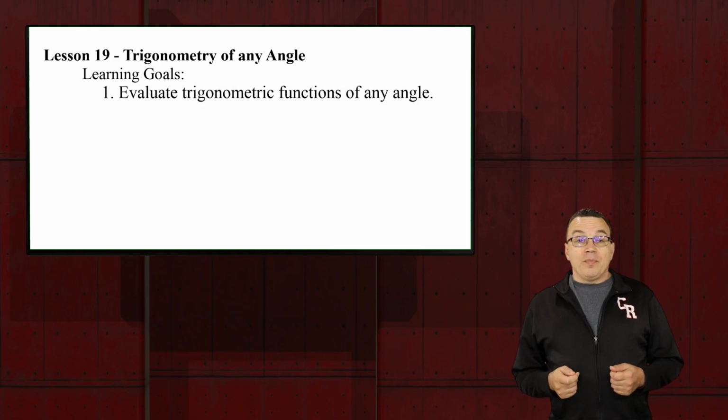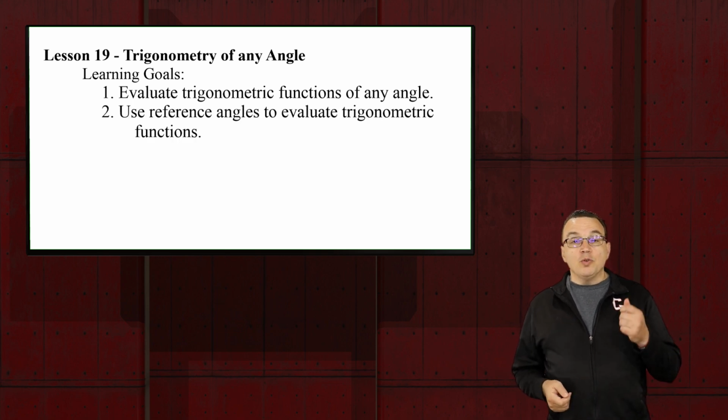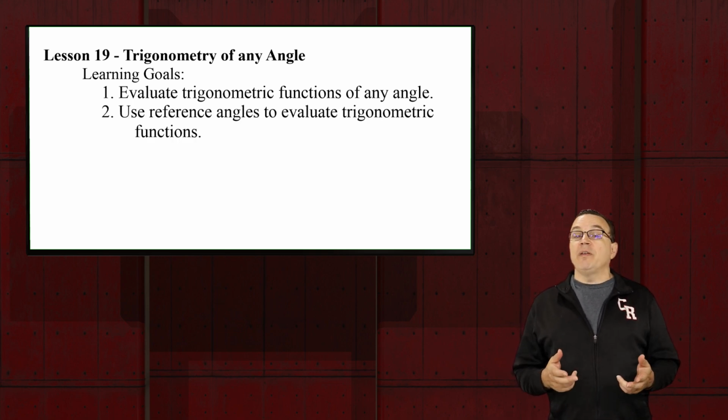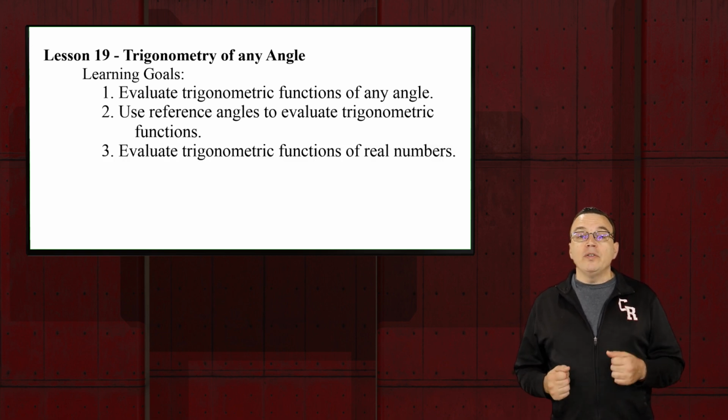Our goals for today. We're going to evaluate trigonometric functions of any angle. We're going to use reference angles to evaluate trigonometric functions, and we're going to evaluate trigonometric functions of real numbers. In this lesson, we expand the use of the unit circle, which was discussed in the previous lesson. Since the trigonometric functions are periodic, solutions to trigonometric functions are repeated. Using reference angles, the unit circle can be used to solve any angle that is a multiple of an angle that is on the unit circle.